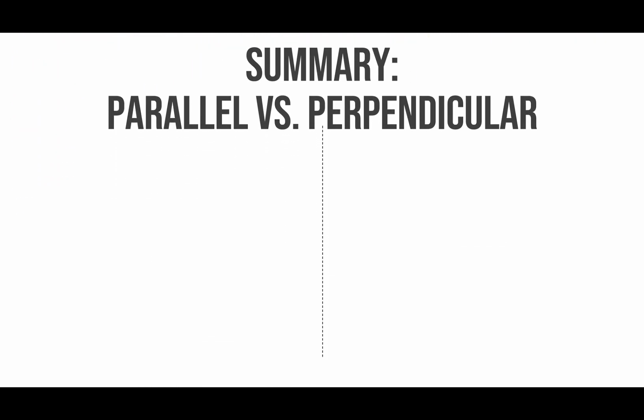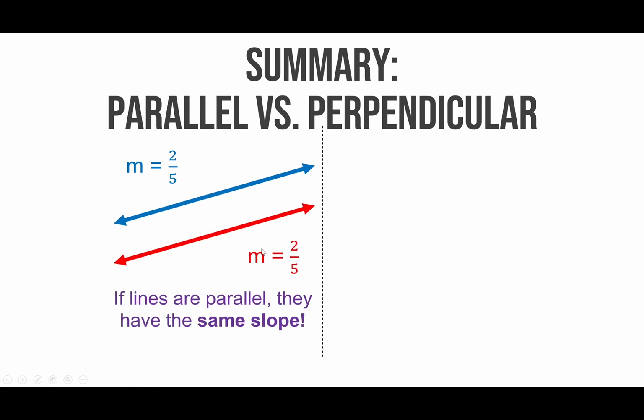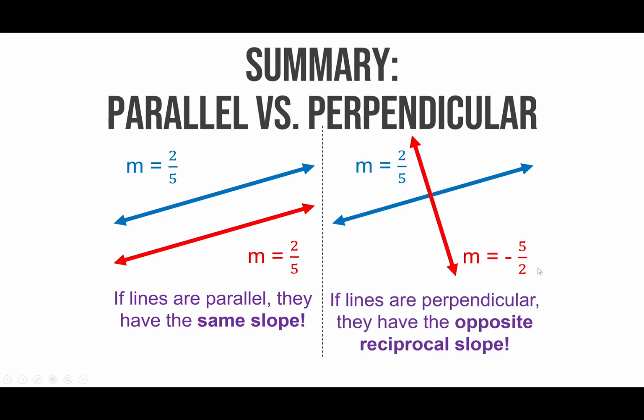Let's just summarize here. Parallel versus perpendicular. If you have a parallel line, and let's say this is 2 over 5, the line that's parallel to it must have a slope of 2 over 5. They must have the same slope. If this is 2 over 5, the slope that is perpendicular to it is its opposite reciprocal, so it's going to be negative 5 over 2. Okay, pretty easy, not too bad.